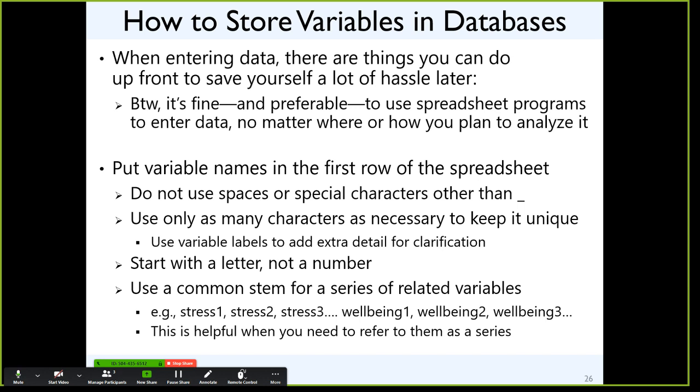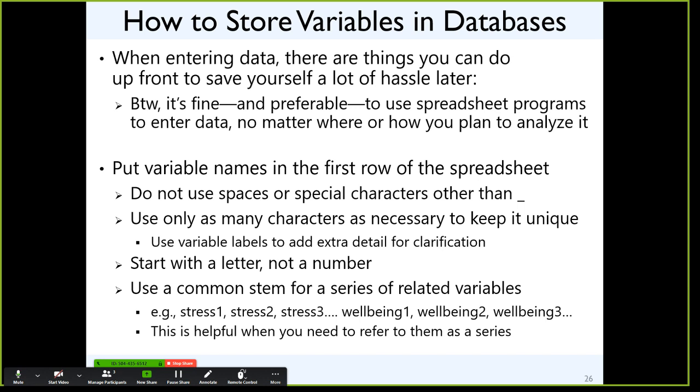It's helpful if you have a series of items that all refer to one source, like you have a questionnaire and you have question 1, question 2, question 3. If you name them in a series like this, so if I have a measure of stress with a bunch of different items, the first item I would call stress 1, and then stress 2, stress 3, rather than words that refer to the items.